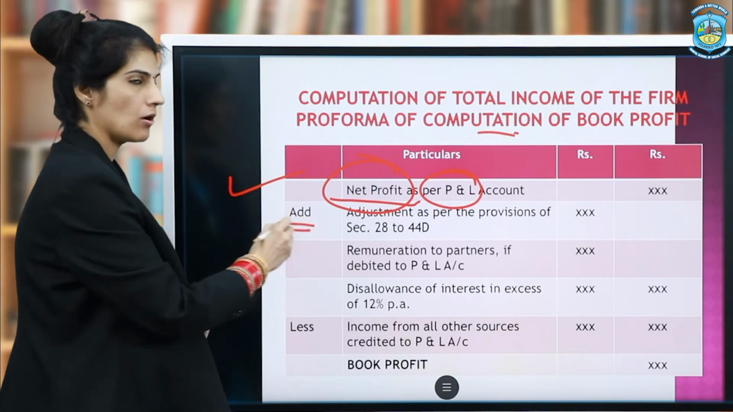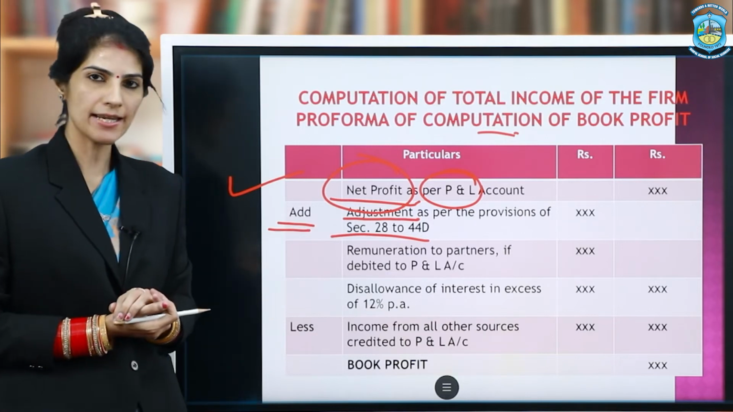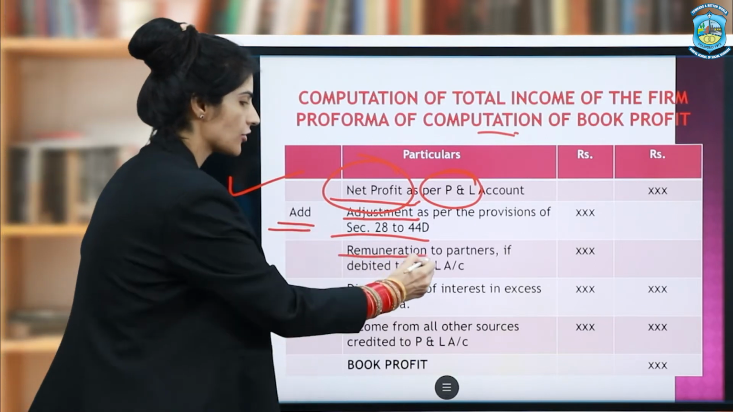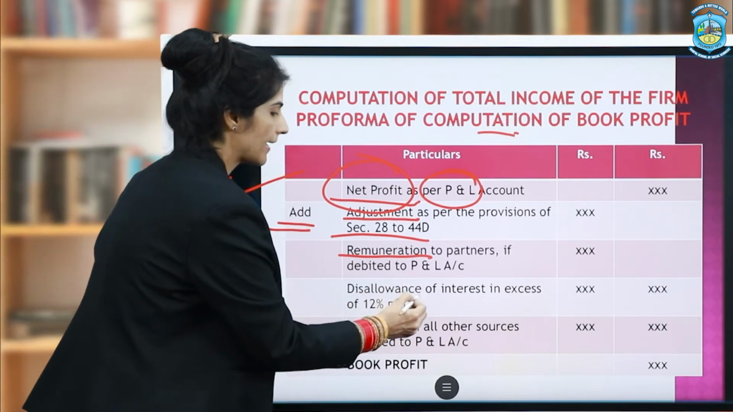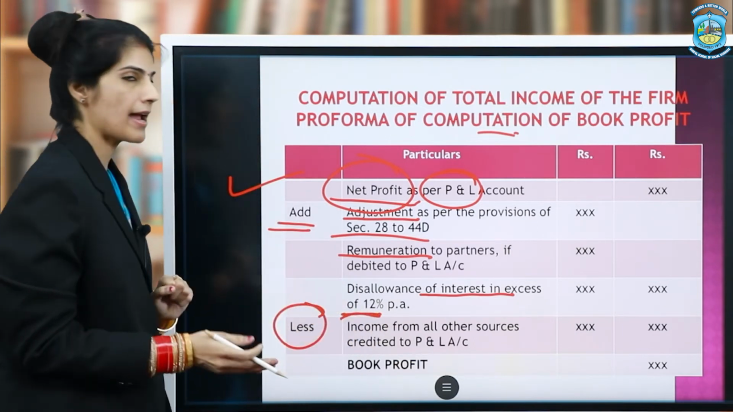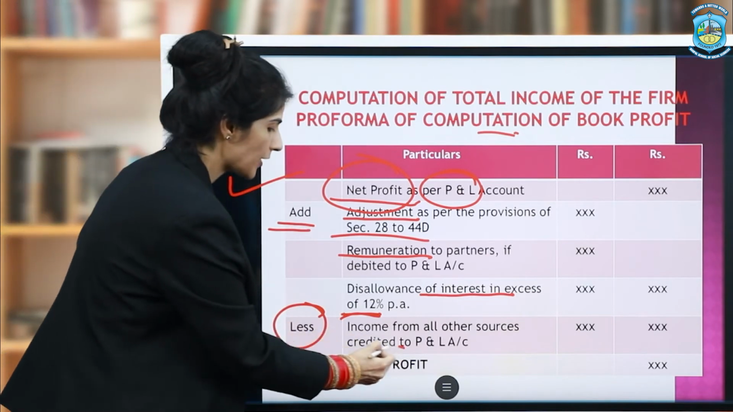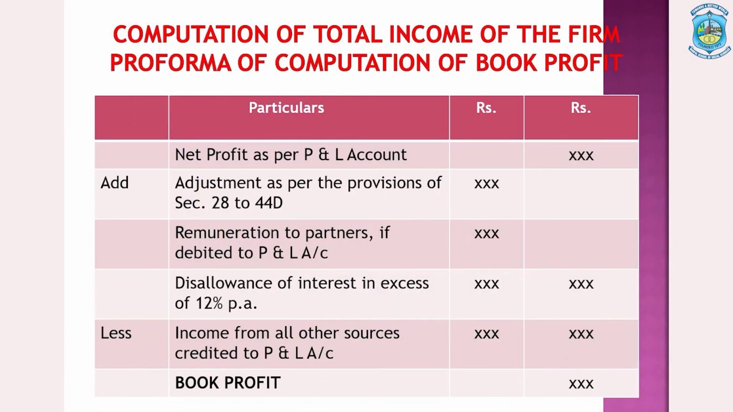To this, you need to add all the adjustments which are given under section 28 to 44D. You are also going to add remuneration if it is debited to the P&L account. You are also going to add the interest in excess of 12%. From these items, you are going to subtract all those incomes which are credited to the P&L account, but they are not related with your business. Once you do so, you are going to get your final answer as your book profit. And on the basis of the book profit, your calculation of remuneration will be done, which I had explained earlier.